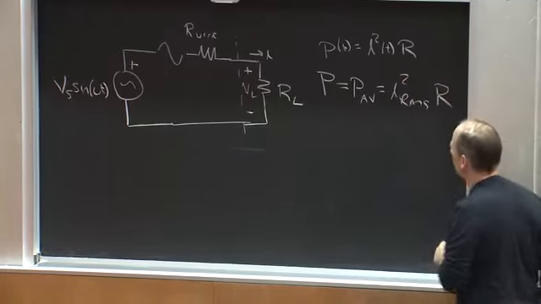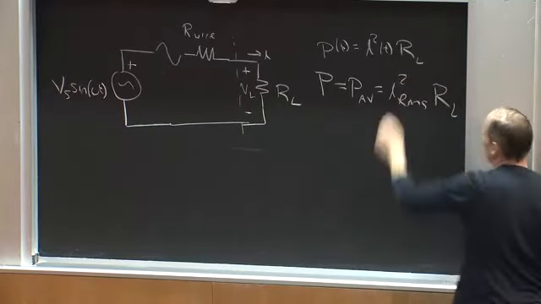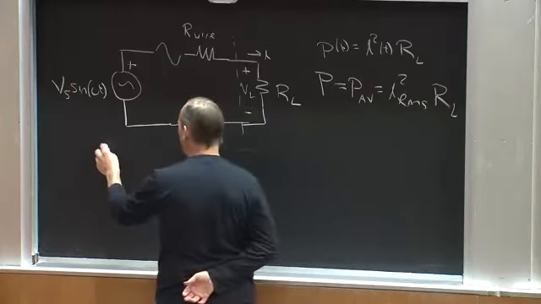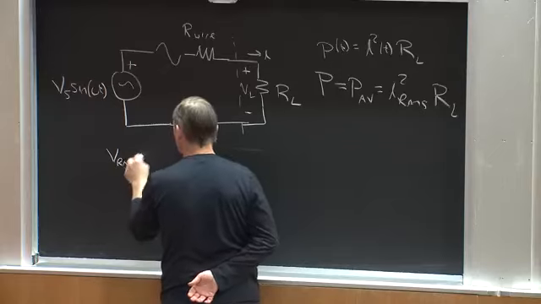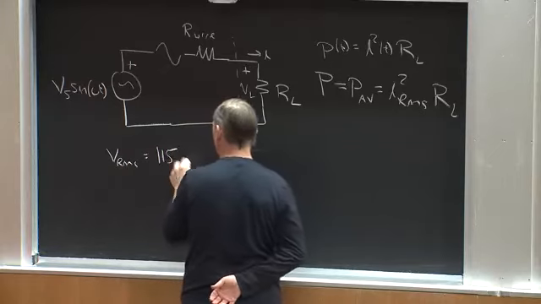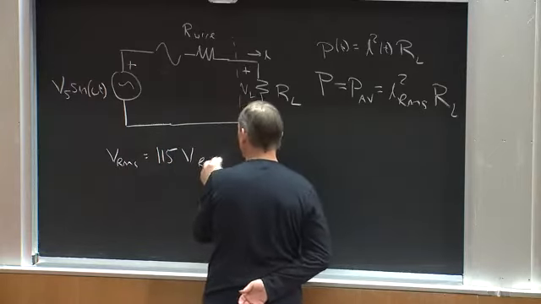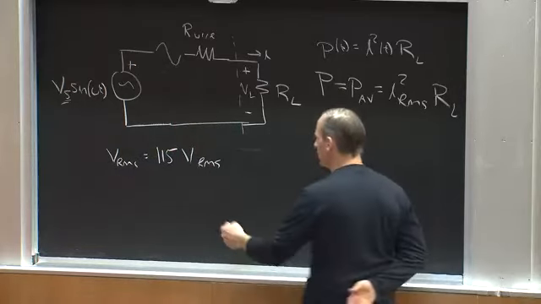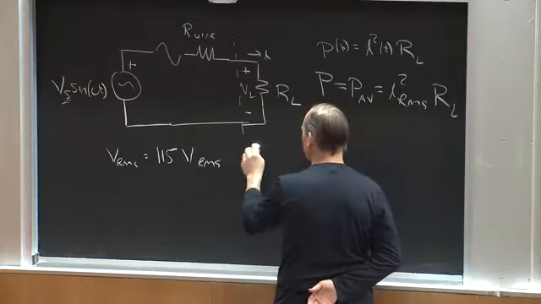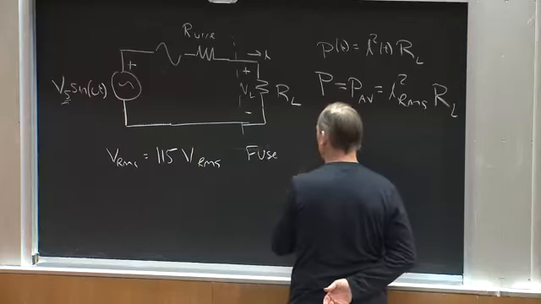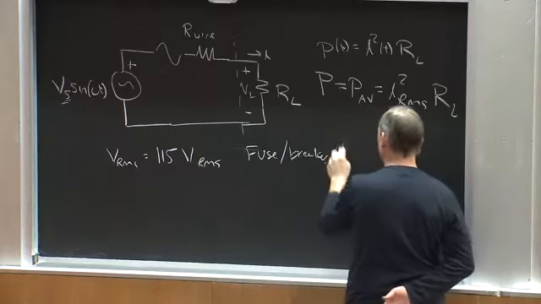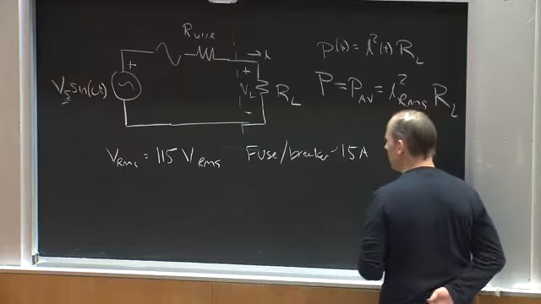R_L. Okay, so if, for example, V_RMS is equal to 115 volts, all right, that means a peak sinusoid more like 170 volts, okay, and the fuse or the breaker is 15 amps, okay.